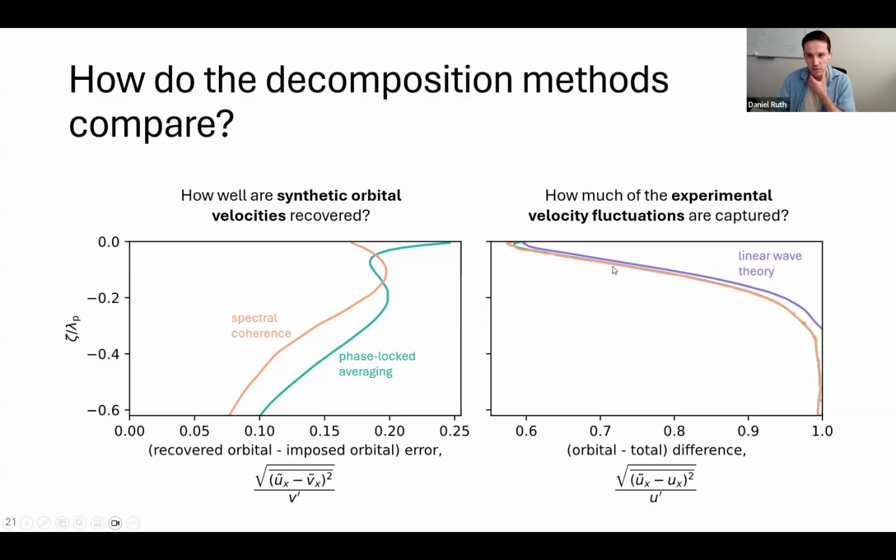We can do a similar analysis with the experimental data. The difference here is that we don't have a ground truth, where we don't know for sure what the orbital velocity is. But we can instead look at how much of the total fluctuations u_x are being described by the orbital velocity that we come up with. We get very similar results for both the phase locked averaging and spectral coherence methods, and linear wave theory is performing not quite as well, but also in the same ballpark.